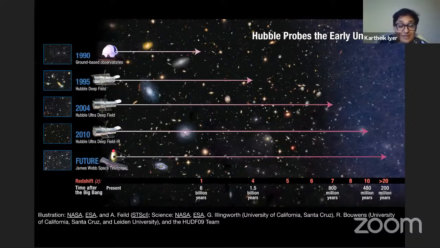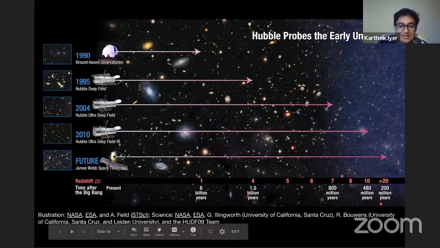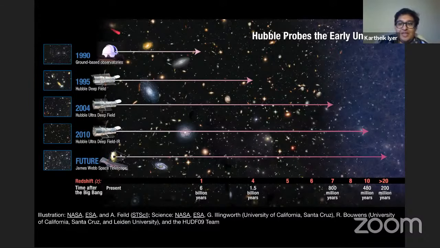The James Webb Space Telescope is going to be one of the most exquisite instruments that we build and send into space when it launches. And it's going to be able to see incredibly far, almost up to a redshift of 20, when the universe was only about 200 million years old. So in this graph, this end is when the Big Bang happened, and this end is the present universe. You can see how galaxies are actually evolving over time.